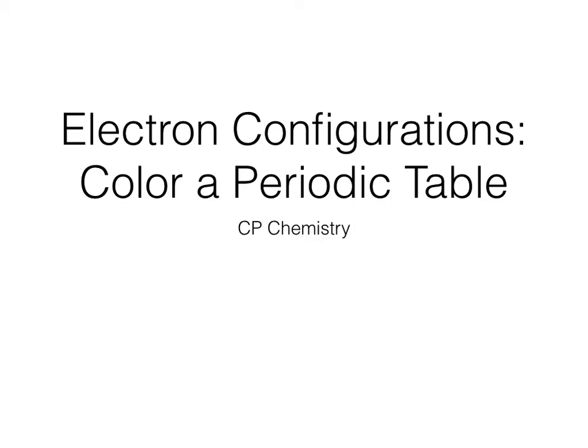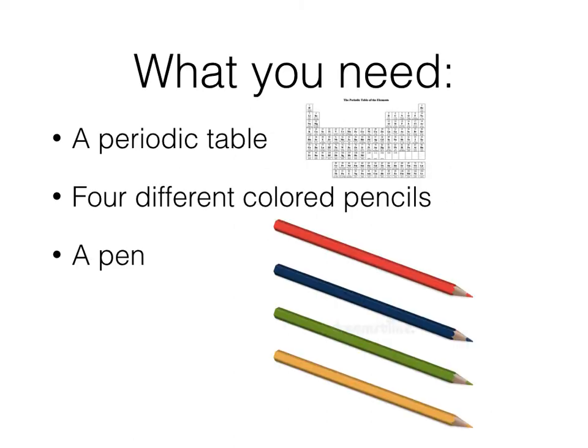Hello guys, this recording is going to take you through the process of coloring a periodic table according to the electron configuration. A couple of things you're going to need before you get started. A periodic table, you're going to need 4 different colored pencils and a pen. Pen is probably better than a regular pencil in this case. As we go along, go ahead and pause the video so that you can get everything you need to be prepared, and then we will continue on.